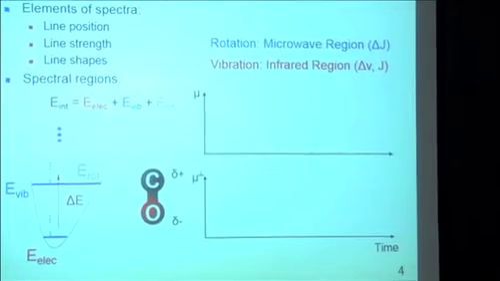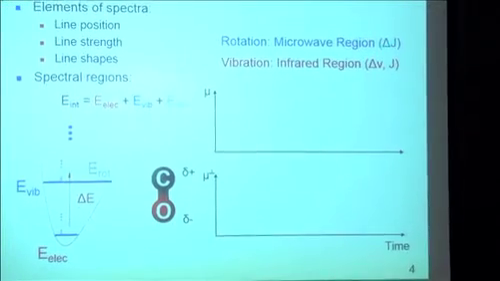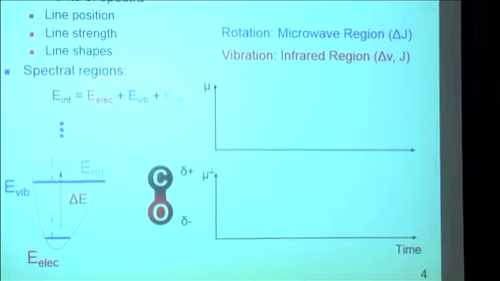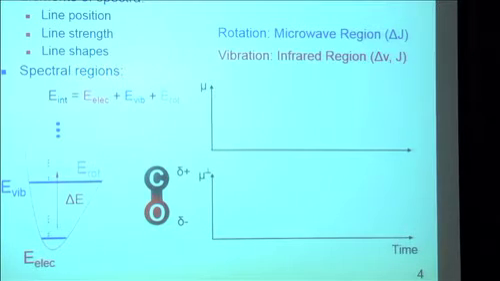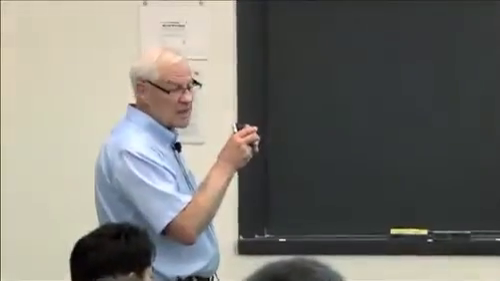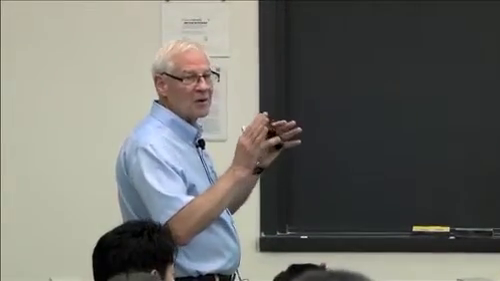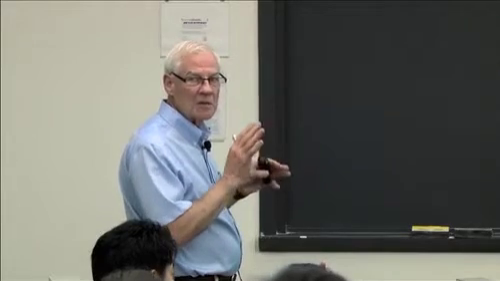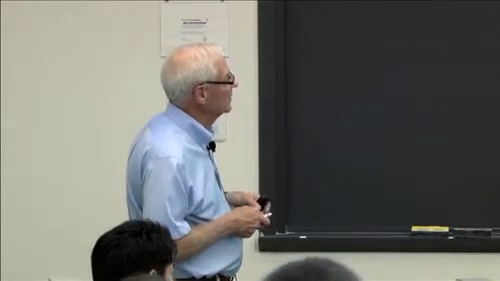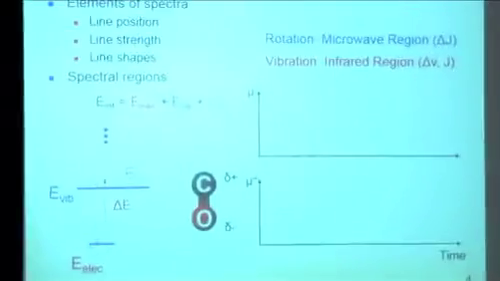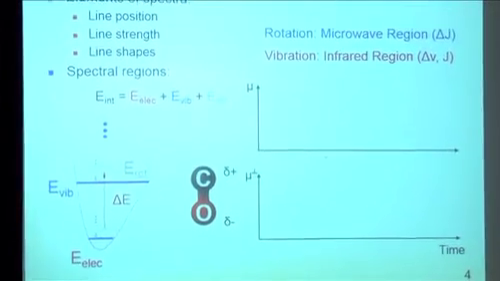Rotations are in the microwave region. Vibration is in the infrared region. Rotation means we're going to change J. What's J? J is the symbol for the quantum number for rotation. So for a diatomic molecule, J is the rotational quantum number. For a diatomic molecule, V is the vibrational quantum number. A diatomic molecule has only one vibrational mode, so you only need one quantum number. If it were CO2, a linear molecule, there are 4 vibrational modes, and I might need 4 vibrational quantum numbers to characterize the vibrations. We're going to keep it simple. This is a diatomic. You only need one quantum number.